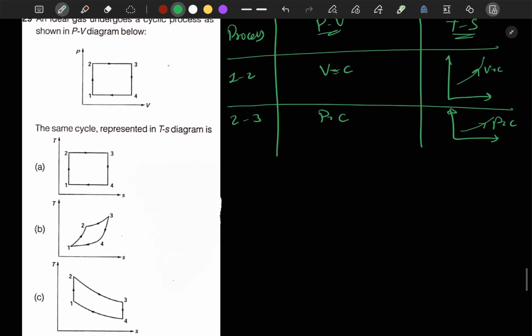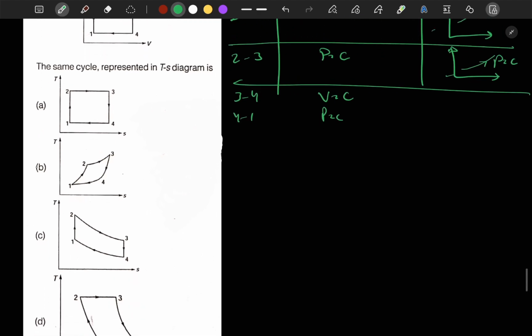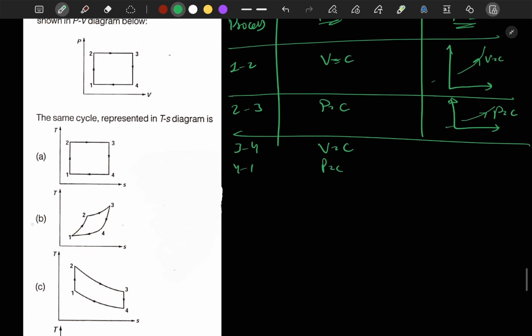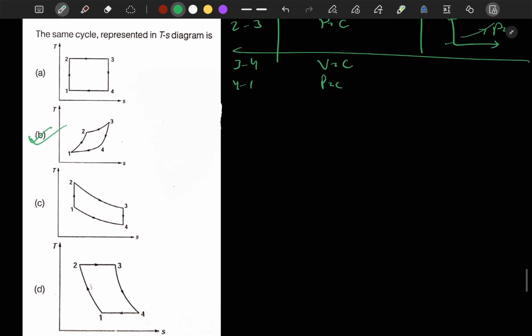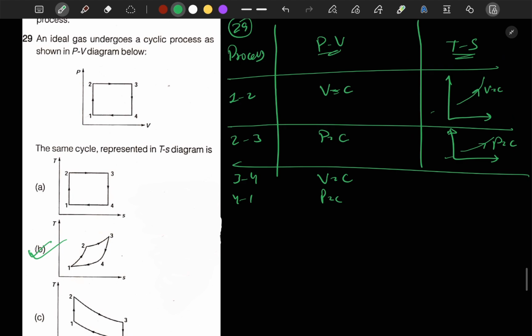Okay, if we talk about 3 to 4, this is again constant volume, so we will get the same process. 4 to 1 is constant pressure, we will get the same. So all four will be curves, 2 will be constant pressure and 2 will be constant volume. Only this diagram in TS diagram represents all the processes as curves. Any other has some straight lines, so this B should be the correct option.